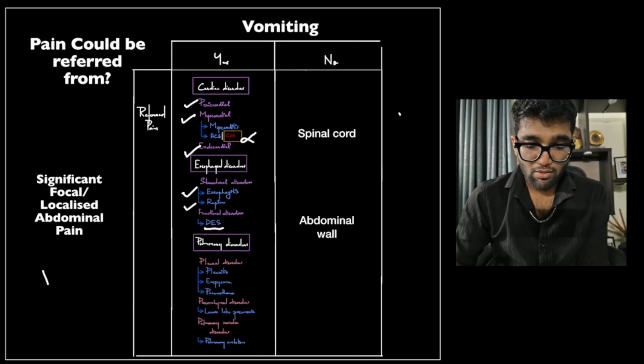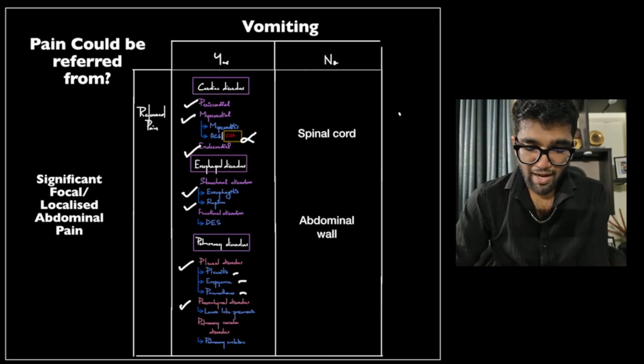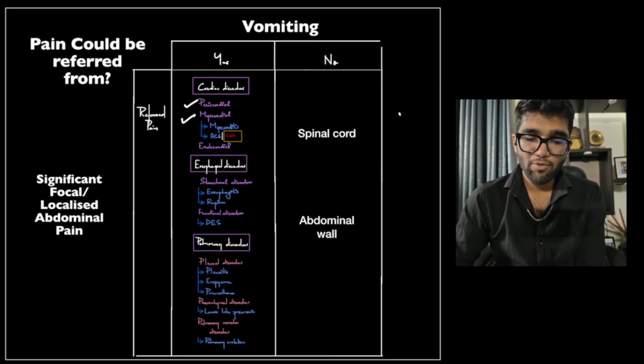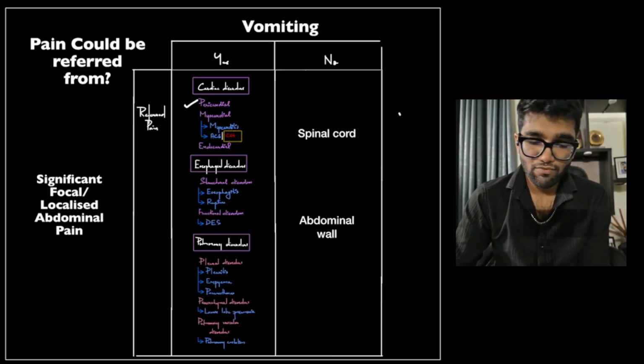Then we have pulmonary disorders that will include pleural disorders. That would obviously be pleuritis, empyema, pneumothorax, parenchymal disorders with secondary involvement of the pleura, so lower lobe pneumonia, and pulmonary vascular disorders. Most importantly, obviously, pulmonary embolism.